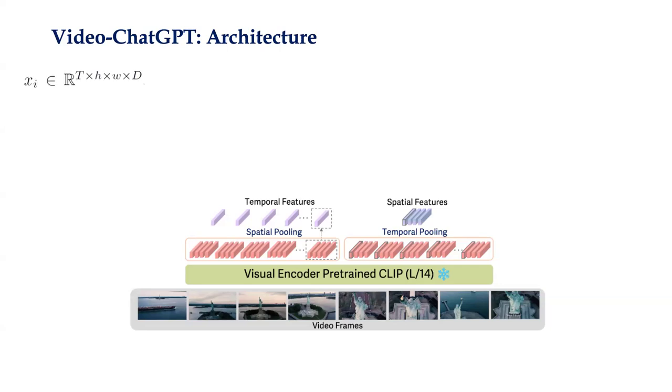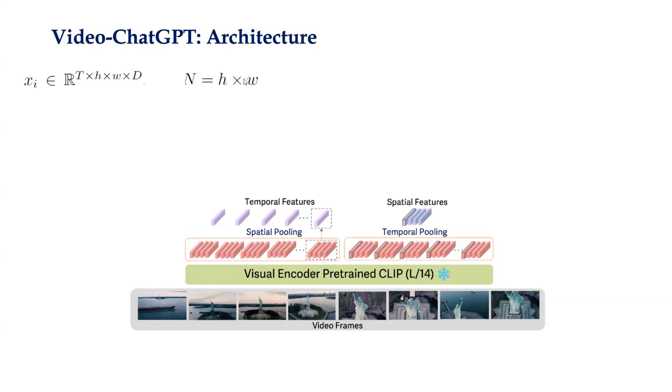So if you look at a little bit more detail, each video clip is represented by T frames, and we have H horizontal tokens and W vertical tokens. So we have these many tokens, and this we will call N.